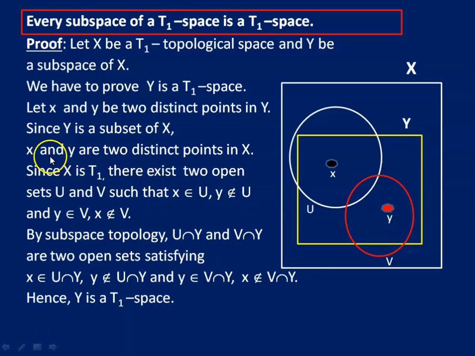We have taken two arbitrary points X and Y in Y, and we have shown that there exist two open sets, U intersection Y and V intersection Y in Y, satisfying the condition that U intersection Y contains X but not Y, and V intersection Y contains Y but not X. Hence, this subspace is a T1 space.